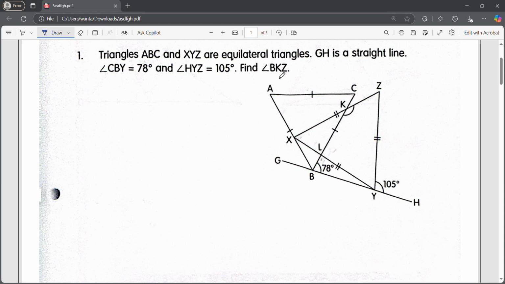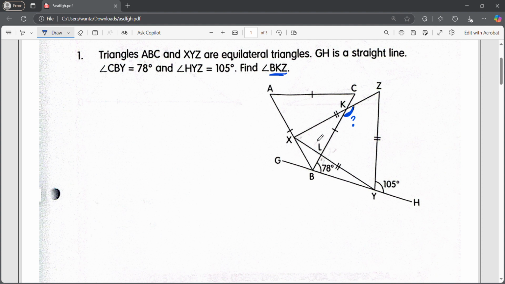So in this question, we are asked to find BKZ. First thing you want to do is look at the picture and find BKZ. Well, BKZ is over here. Now you might want to mark it first so that as you go along you know what you're trying to find. Now how do we find BKZ?